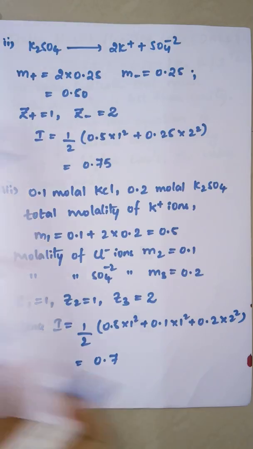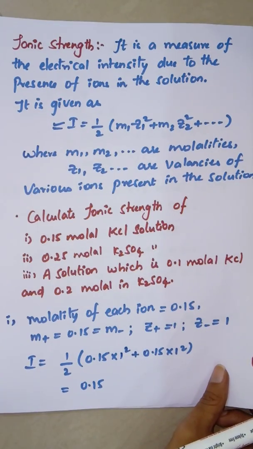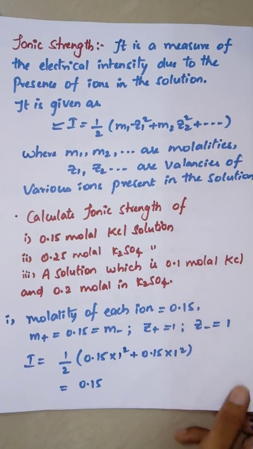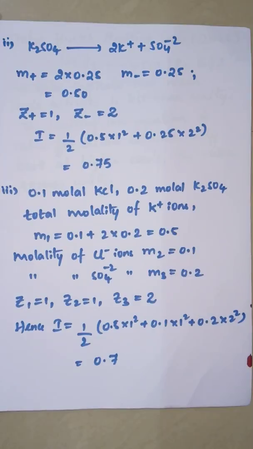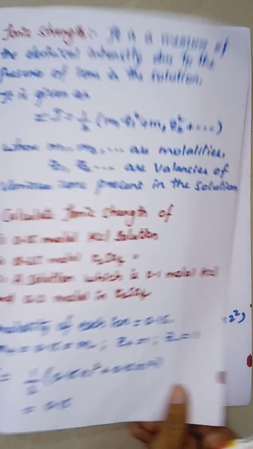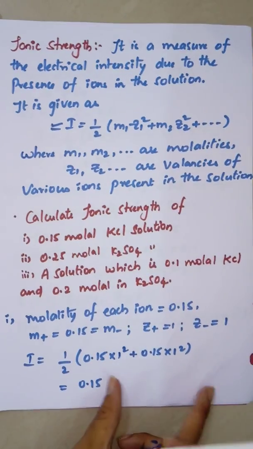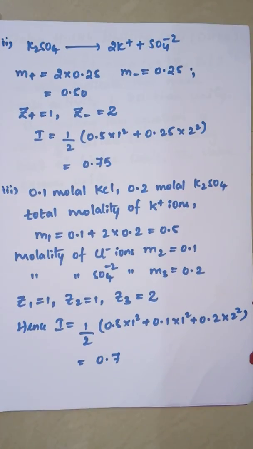Next question is a solution which is 0.1 molar in KCl and 0.2 molar in K2SO4. What is the common ion in both of them? It is potassium, K. So here M1 should be one ion, M2 another ion, and M3 another ion. How many ions are there? One is potassium, one is chlorine, and another is sulfate. So you'll write 3 M values and 3 Z values. It depends on the number of ions; you need to write the equation accordingly.